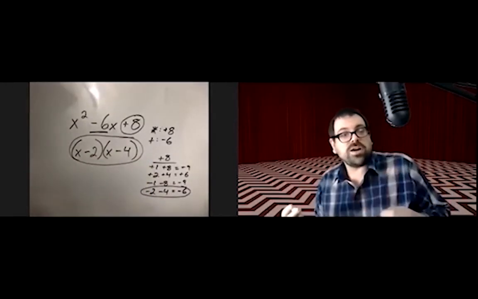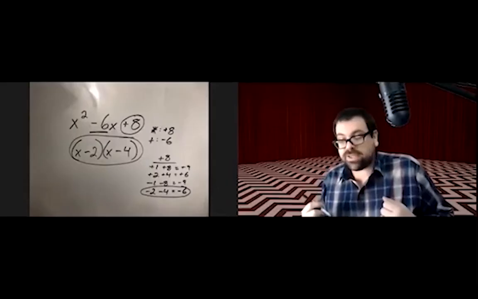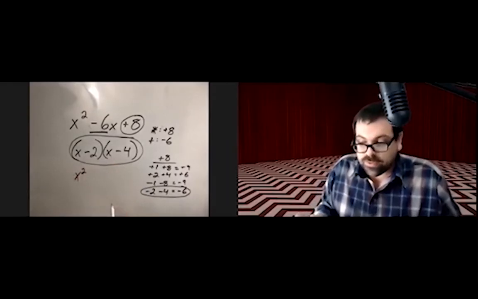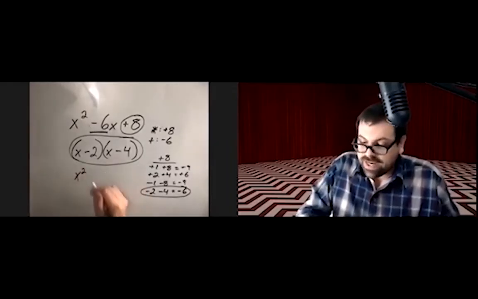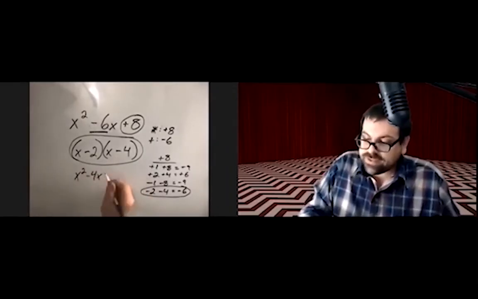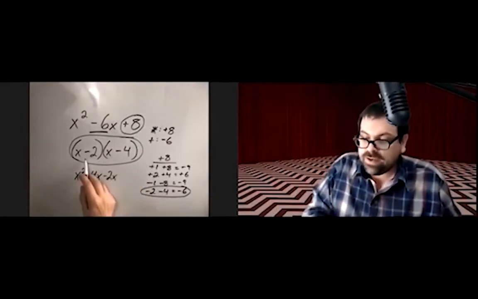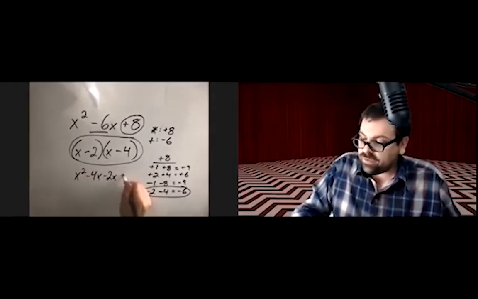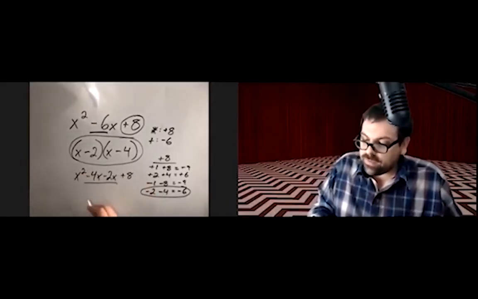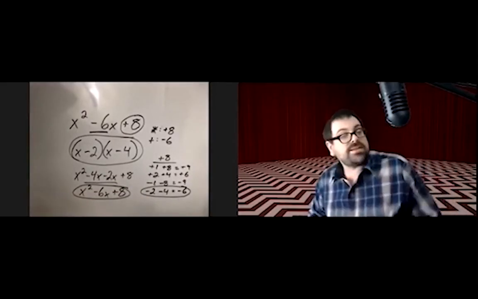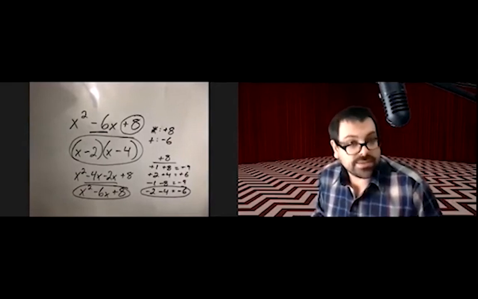How can we check? Well, we could always check our factoring with multiplication. So if we FOIL, x times x is x squared. x times negative 4 is negative 4x. Negative 2 times x is negative 2x. Negative 2 times negative 4 is positive 8. And when we combine like terms, we get x squared minus 6x plus 8.